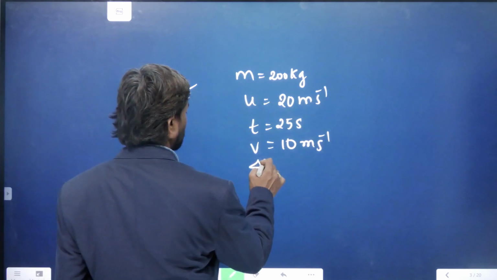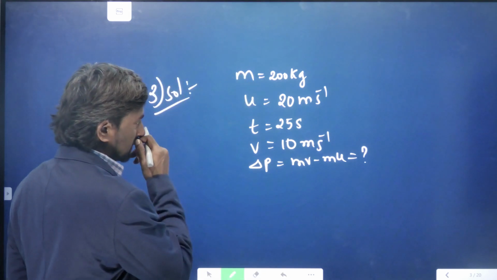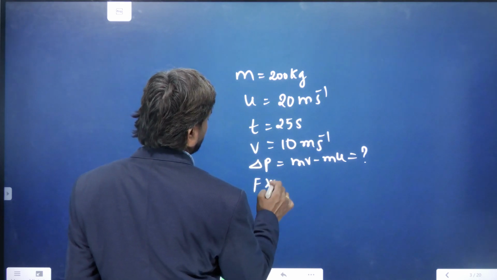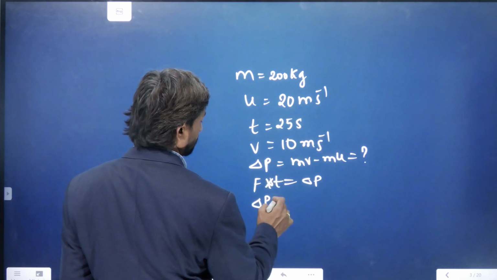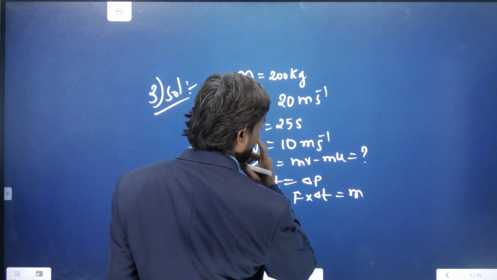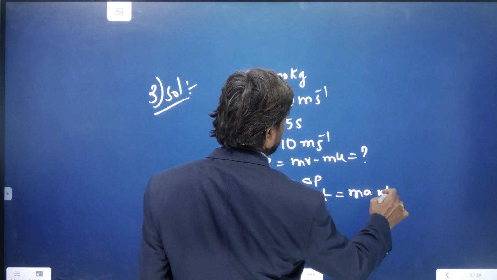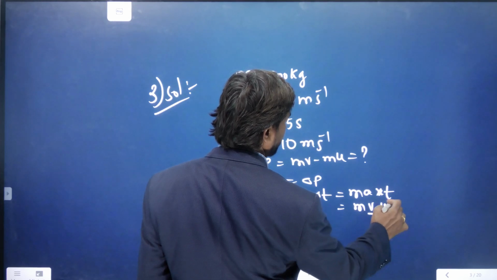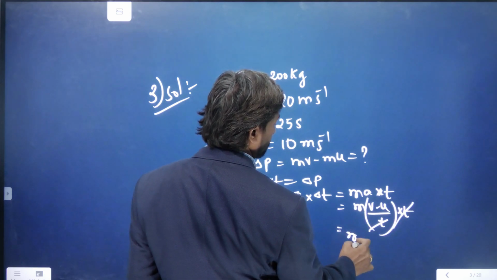Change in momentum is delta P. We know that F into T is equal to delta P, so delta P is equal to F into delta T. Here F is nothing but M into A, so M into A into T. A is V minus U by T, so M into (V minus U) by T, into T. The T and T cancel, so we get MV minus MU.